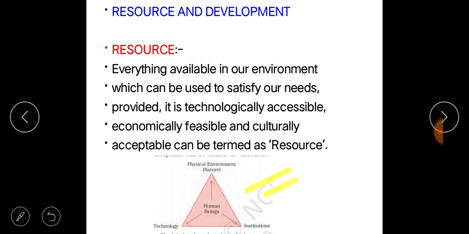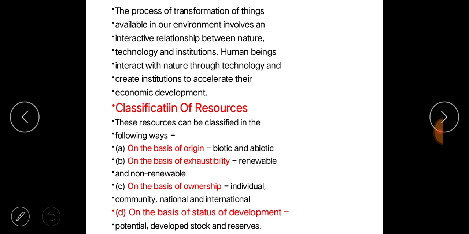This picture shows the interdependence of the physical environment, that is nature, technology, and institutions. All these are resources. They have interdependence. Human beings need all these resources, in the process of transformation of the things available in our environment, which involves an interactive relationship between nature, technology, and institutions.